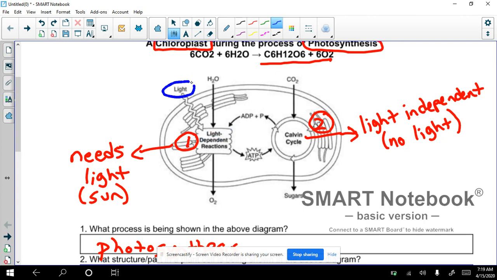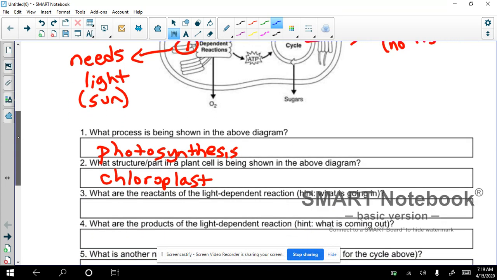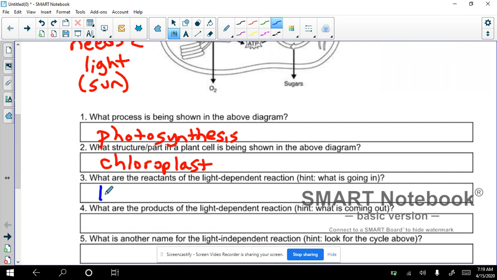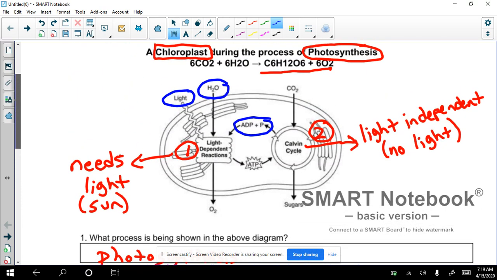There are three reactants: light from the sun, H2O, which is another term for water, and this molecule over here, ADP plus P. We're not really sure what that stuff is yet, and that doesn't really matter to answer the question. So going back down, there are three answers: light, water, H2O, and ADP plus P, which, like I said, we don't really know what that is. All I know is that they're reactants. How do I know? Because all of these arrows are pointing in.